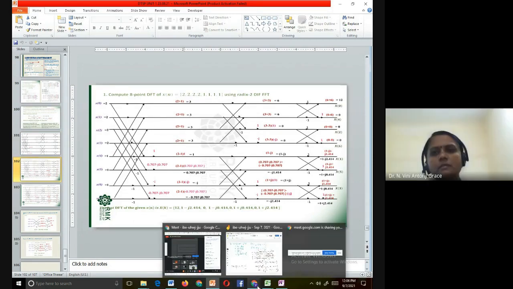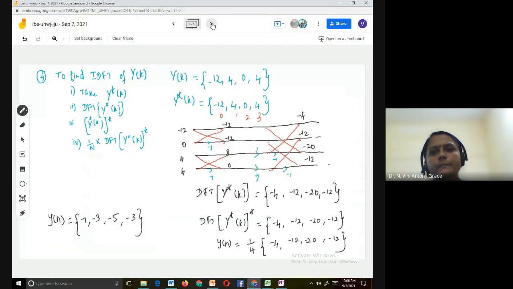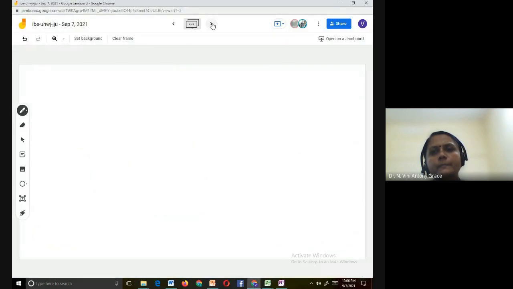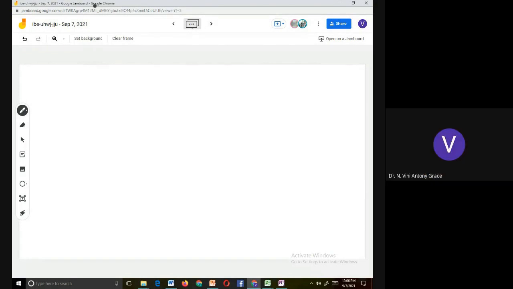Okay. Do the same problem, four 2s and four 1s. Take this problem, 2, 2, and so on. X of n is given as this. Is this clear? Any doubt in this?